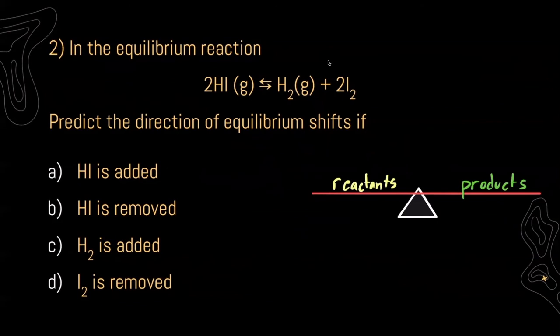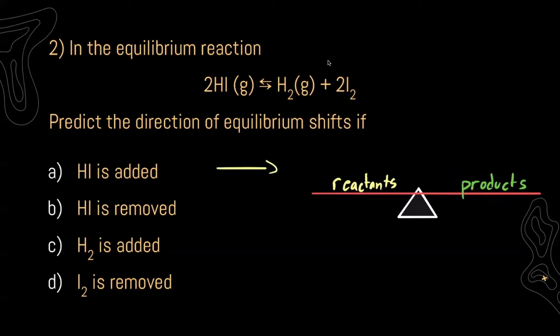For 2, we're going to look at the decomposition reaction of hydrogen iodide into hydrogen gas and iodide. Let's predict the direction of each of the equilibrium shifts. If we add hydrogen iodide, we're going to be adding reactants. So that means my seesaw would go towards my products. It's going to go to the right.